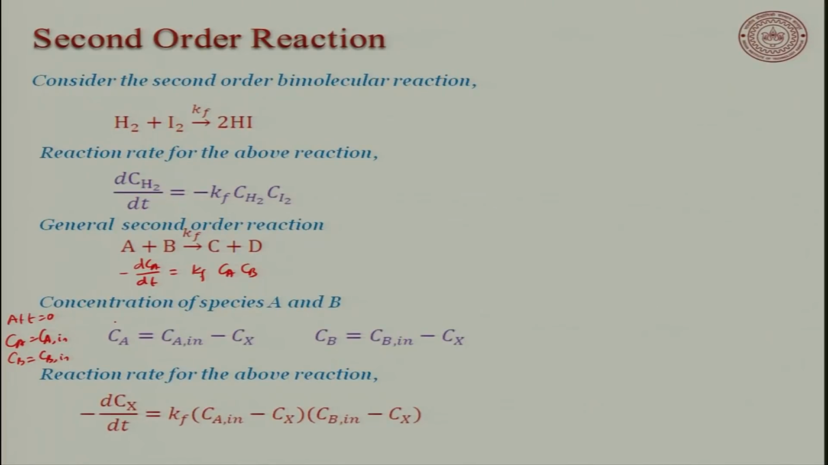The reaction rate for this will be dCx by dt, right, which is nothing but Kf times (Ca initial minus Cx) times (Cb initial minus Cx), because we are saying how it is changing, I can write this as x changing, right.